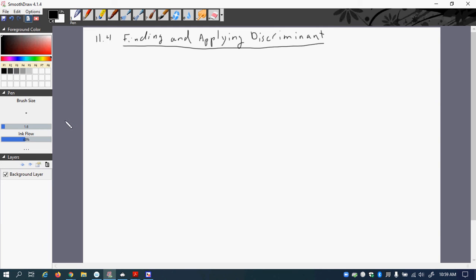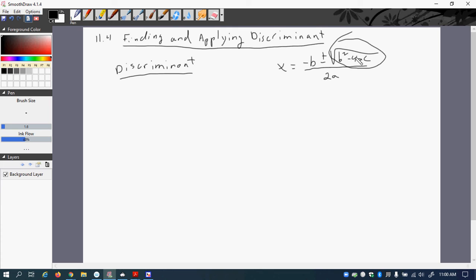So in this section of 11.4, we're going to be finding and applying the discriminant. So let's first understand what the discriminant is. The discriminant is a part of the quadratic formula. The formula is negative b plus or minus the square root of b squared minus 4ac all over 2a. But the discriminant is what's inside of the square root. So we call that the discriminant.